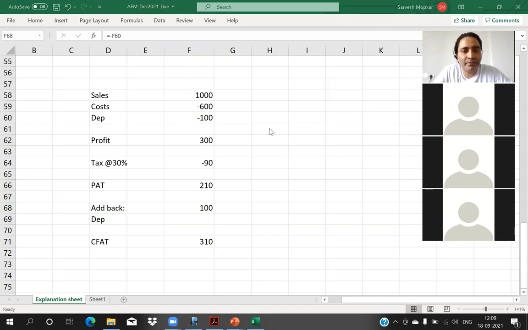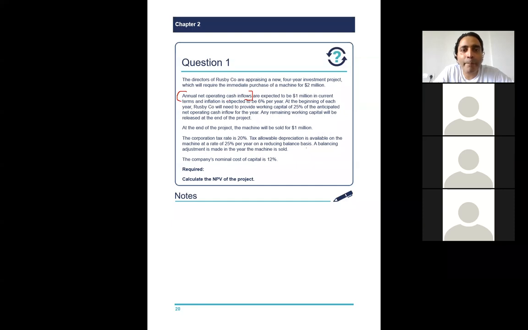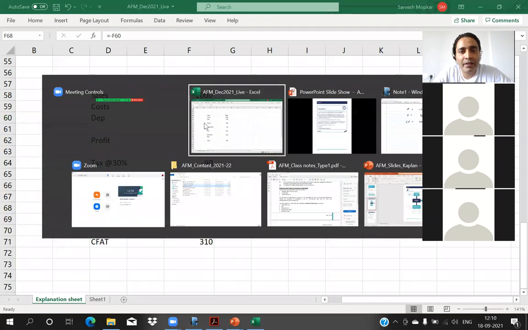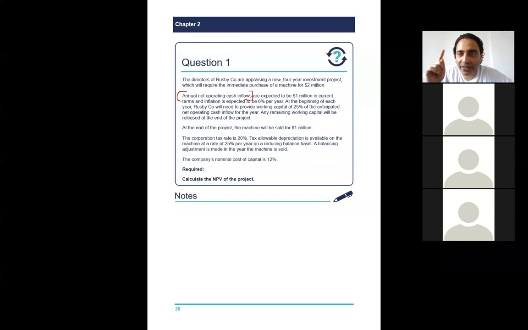And when in a question they use the term net operating cash flows, when the word operating is used, remember they have not yet deducted depreciation. Although they are calling it cash flow, when you see cash flow you will say depreciation has already been adjusted. But it's still operating, meaning depreciation is not yet adjusted. It's not CFAT, it's operating cash flow. Okay, now let us go to the question, solve the question first, and then we will see.